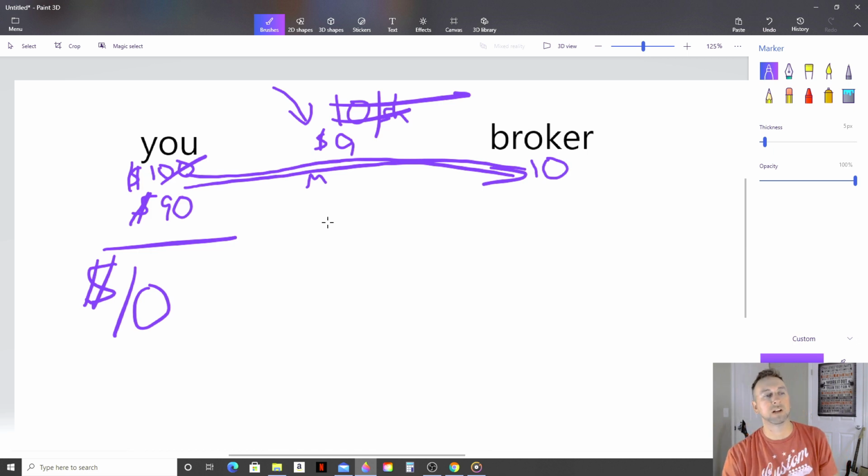Hopefully I explained that well. Basically, in a nutshell, you're borrowing the shares from the broker and selling them immediately into the market. Then you're going to buy them back out of the market and return the shares to the broker.